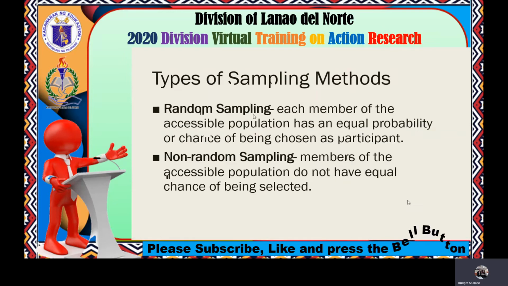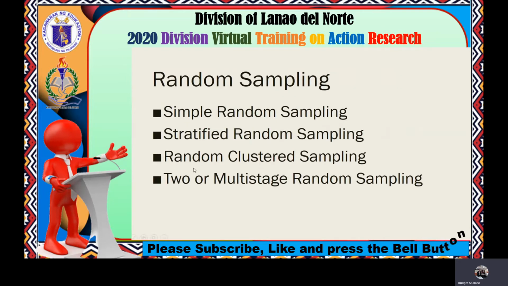So the kinds of random sampling are these four. First is simple random sampling. Second is stratified random sampling. Next is random clustered sampling. And last is two or multi-stage random sampling.